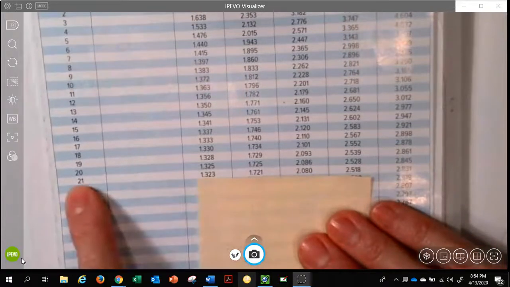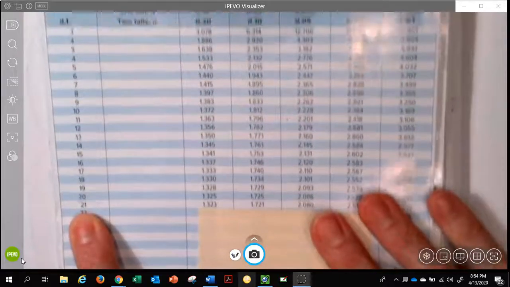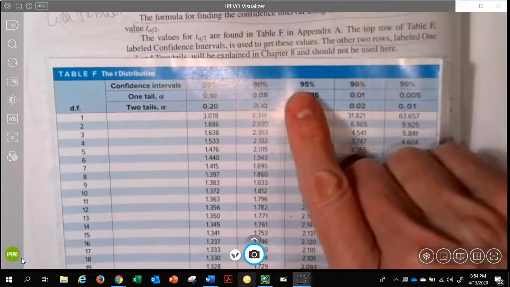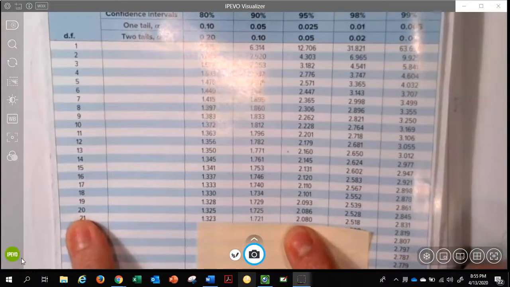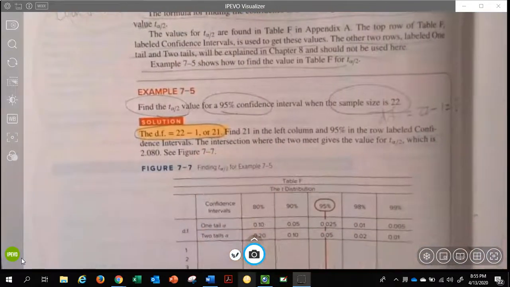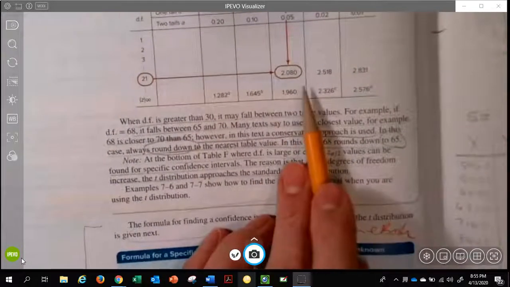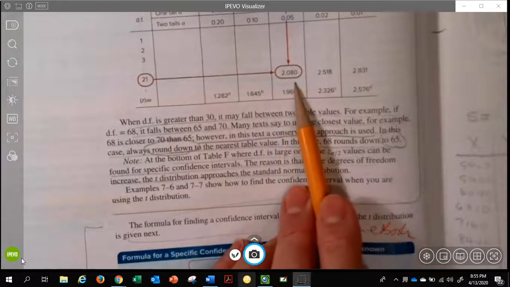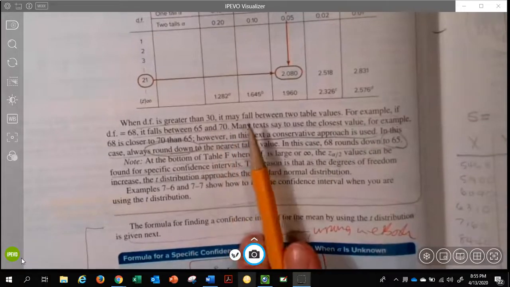As I look here, my degrees of freedom would be 21, and I have all of these values from which to select. But the one I want is the 95% confidence interval. That's the third one. So the number I'm looking for, t sub alpha over 2, will be 2.080. And notice right here they've given us a picture, just what you and I were looking at, and it says it's going to be 2.080.